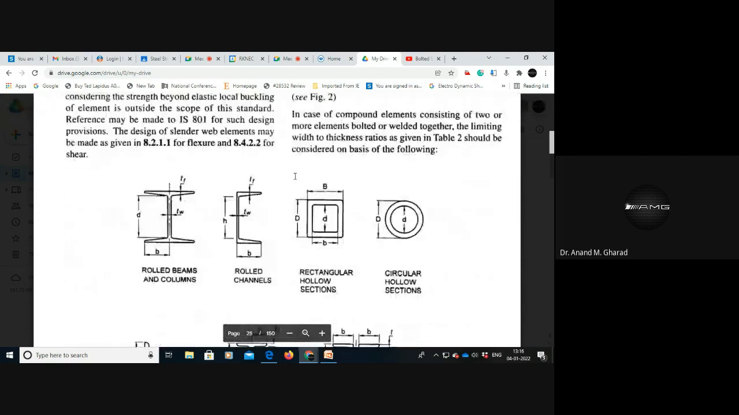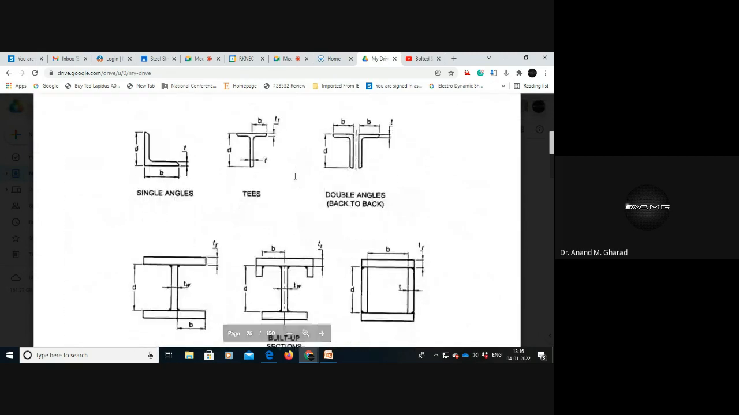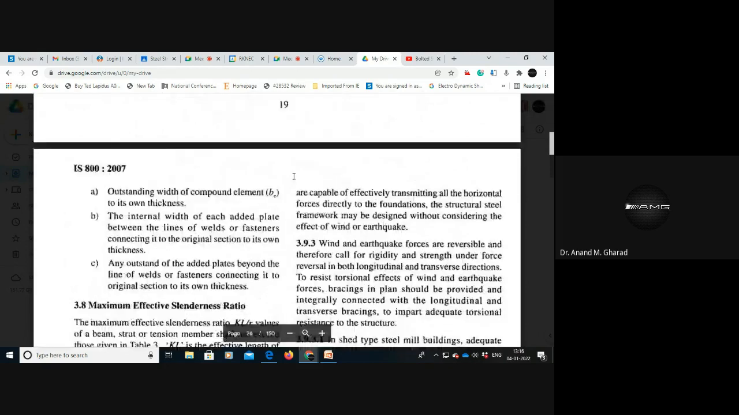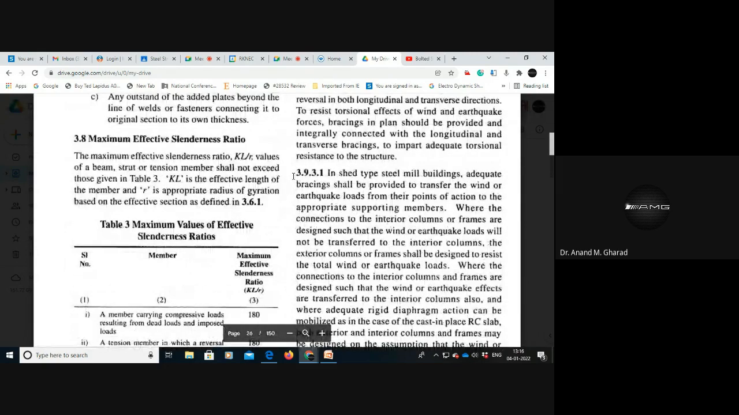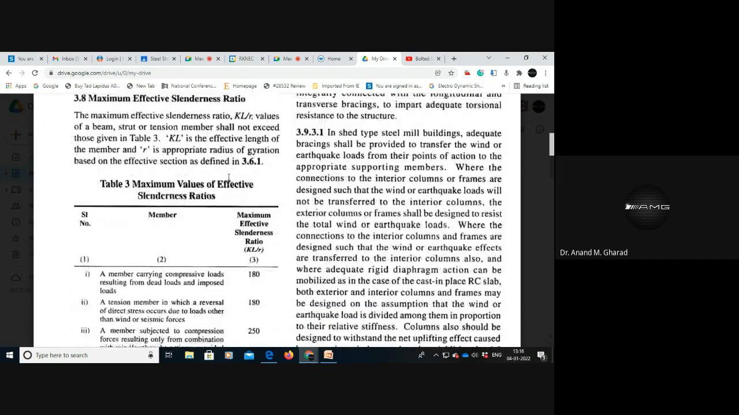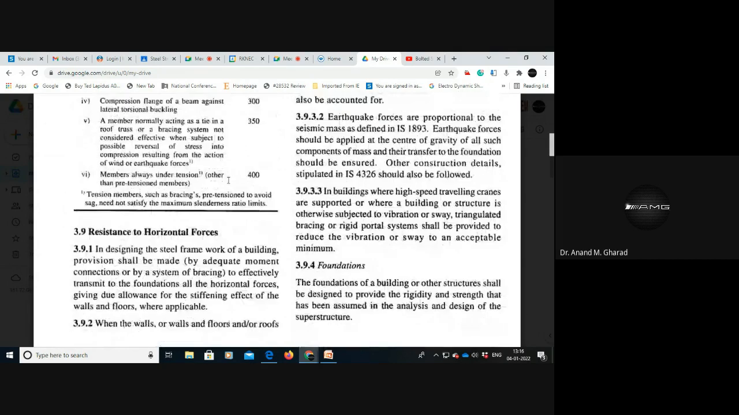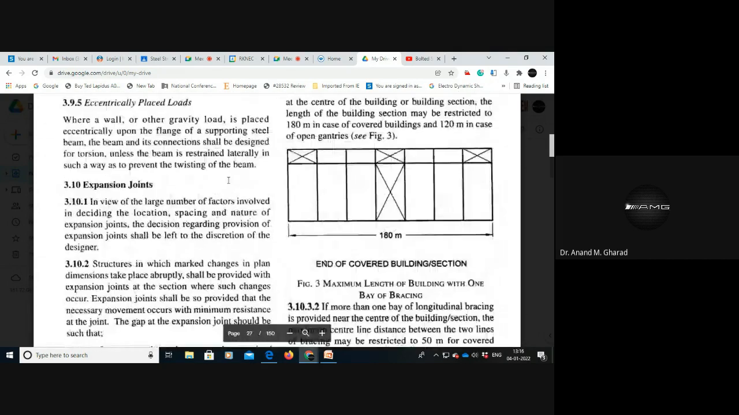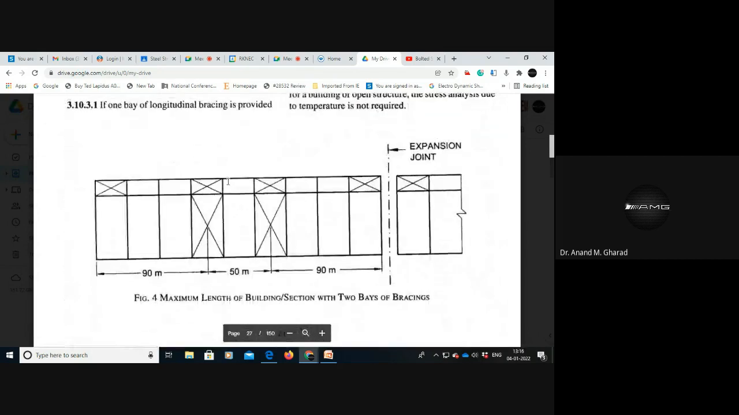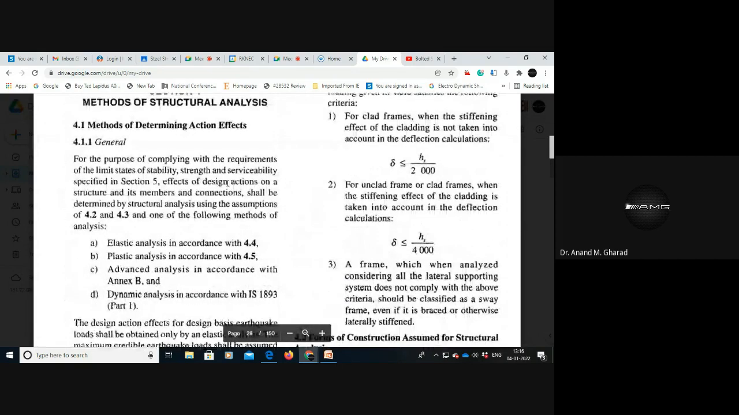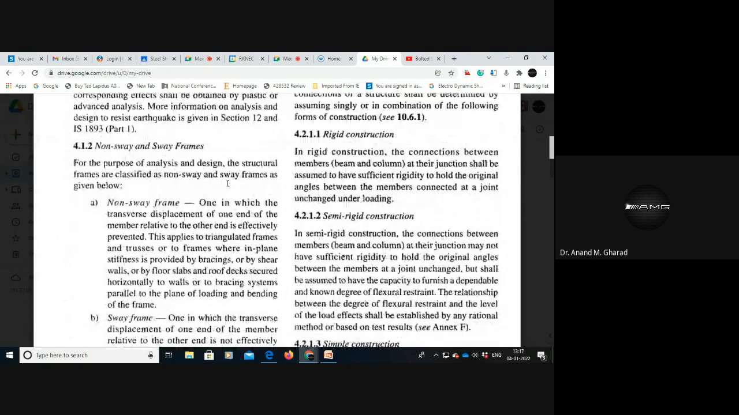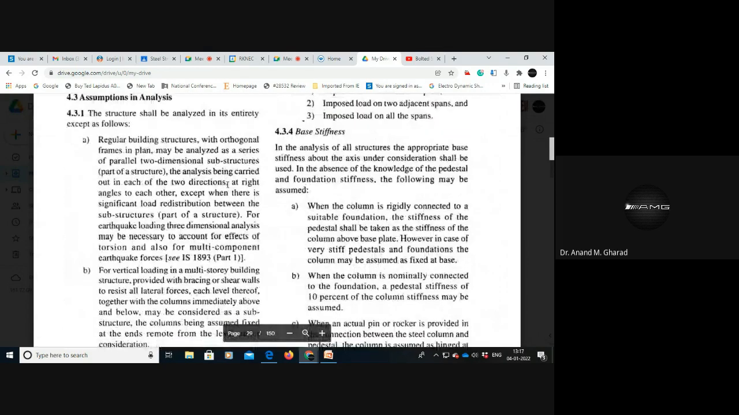Are you getting me? Okay. Then this is related to the slenderness ratio, which is very important for our vertical members. Okay, that we will discuss later on. Most important things which I wanted to tell you. Yes.